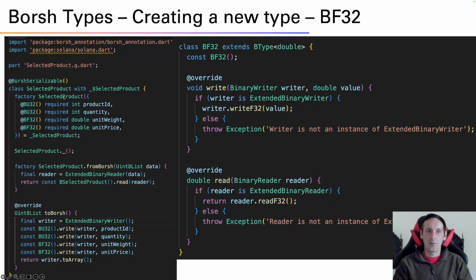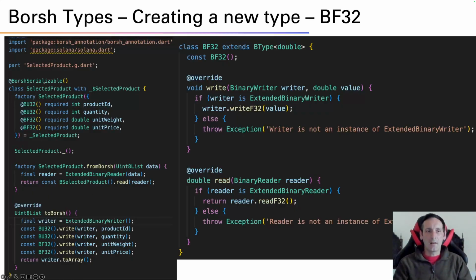So int converts into a BU32, and double converts into a BF32. And BF32, as I said multiple times already, was the type that was missing, that I had to define because it didn't exist. I'll show you in a few minutes how I define this type, of course. But before we do that, let's just cover the other two things in here.